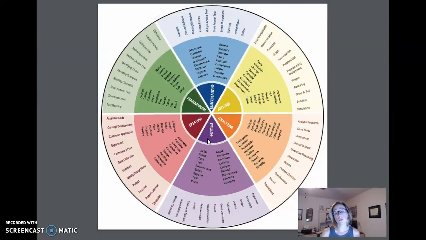Now if you do a Google search for Bloom's verbs, you'll come up with a whole bunch of different resources. I always found that this one works pretty well, but if you're looking for more types of verbs, you can always do that Google search.